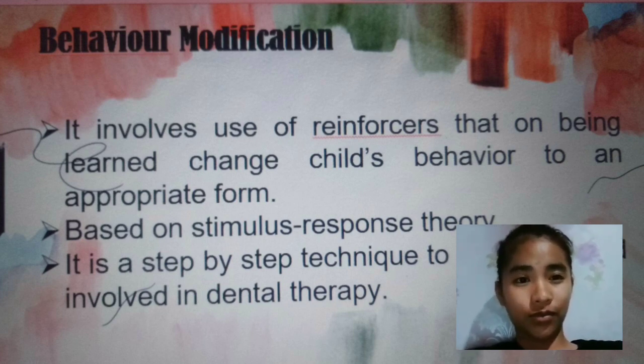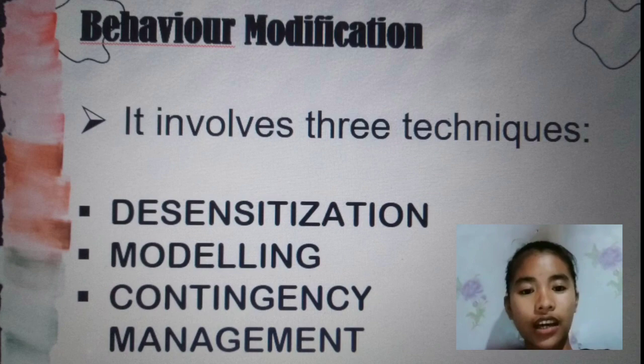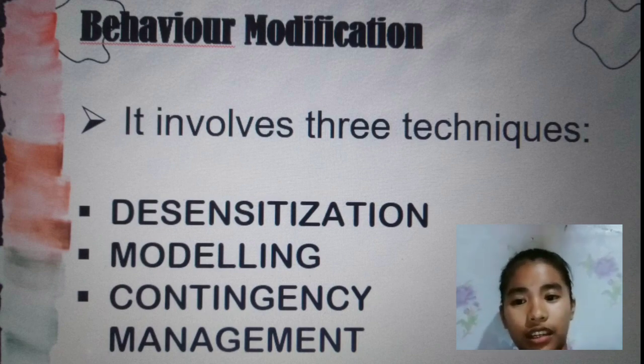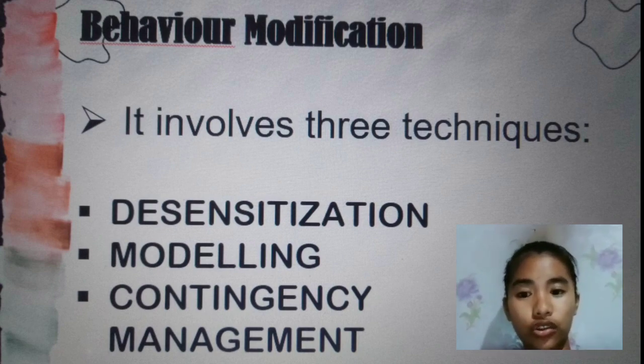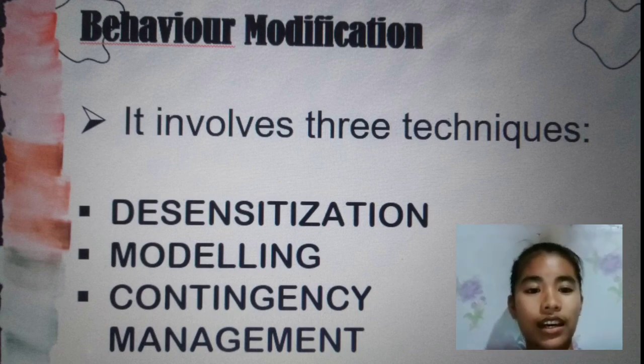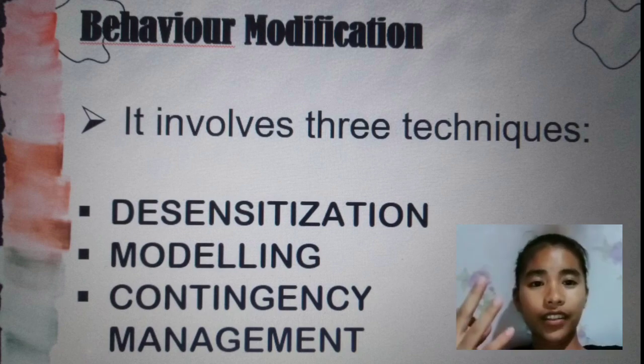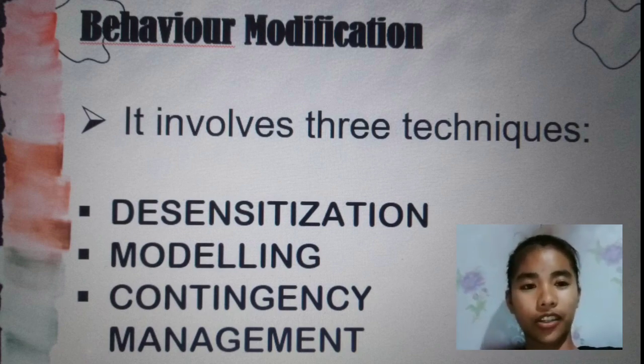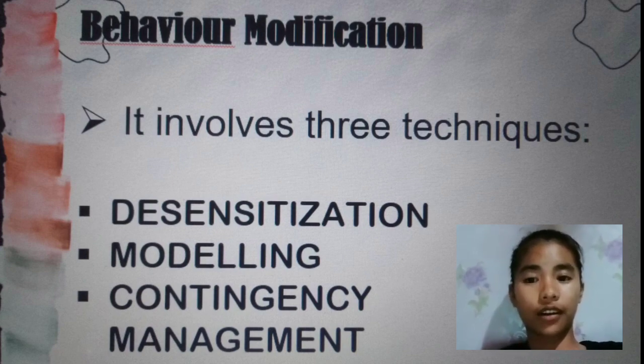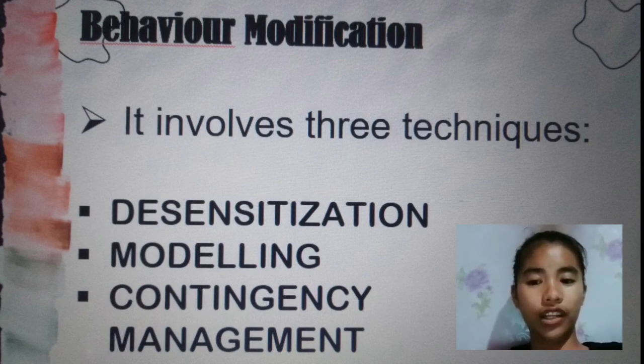Behavior modification involves three techniques. First is desensitization. Desensitization is a treatment technique used to modify how sensitive an area is to particular stimuli. Second is modeling. And the third is contingency management. Contingency management is a type of behavioral therapy in which individuals are reinforced or rewarded for evidence of positive behavioral change.